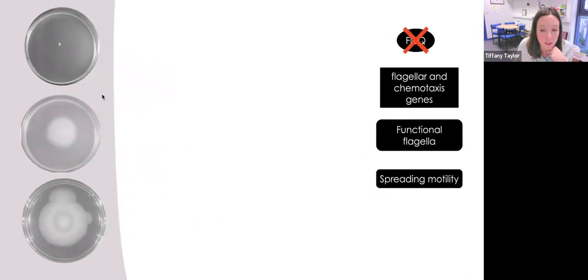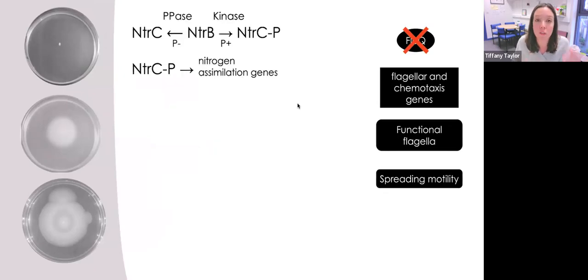So within the non-motile engineered version, the NTR system, or the nitrogen regulation system, is fully functional. This is what normally happens. So NTR-B is your histidine kinase, and this can phosphorylate or dephosphorylate NTR-C, which is the response regulator. So this is a two-component system, as I was talking about previously. This senses, and this responds to the change in the environment. So NTR-C in its phosphorylated form can then go on to switch on nitrogen assimilation genes.